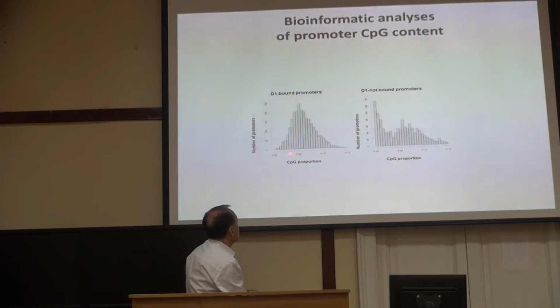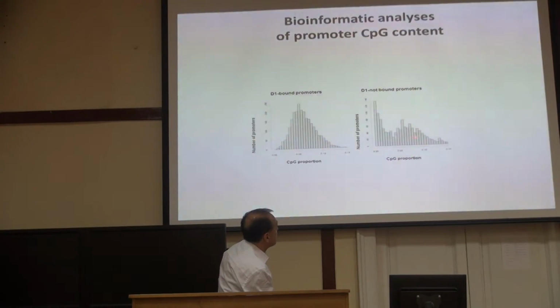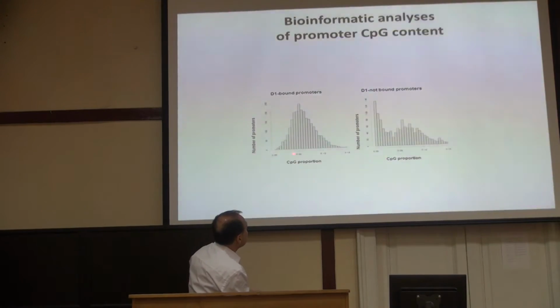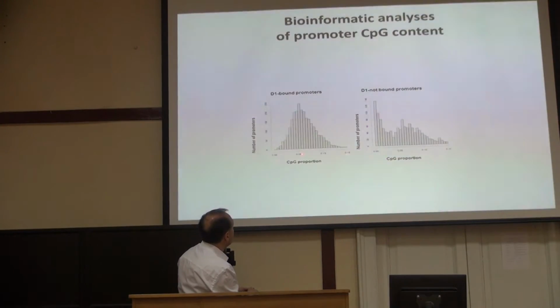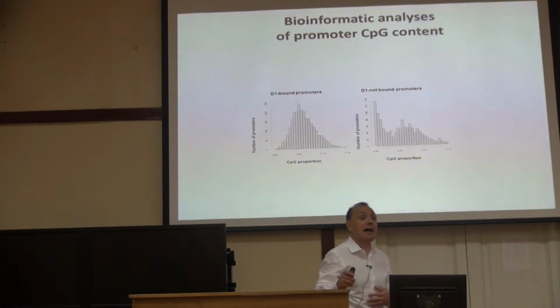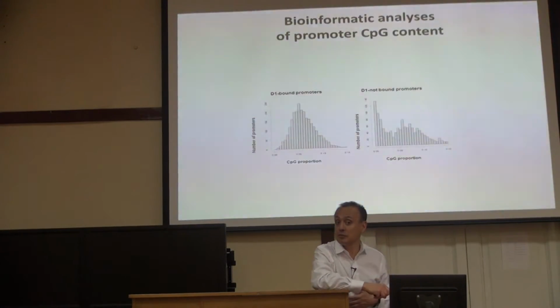So as you can see, this is the distribution of CpG content in the promoters that are bound by cyclin D1, most of them being somewhere here. And this is the distribution of promoters not bound by cyclin D1. You can see this distribution is skewed to the right. There is a higher CpG content in the promoters that are bound by cyclin D1 rather than promoters that are not bound by cyclin D1. So cyclin D1 is binding promoters that are high in CpG content, which suggests that it could be binding highly expressed genes.